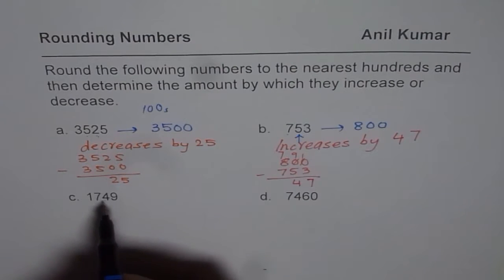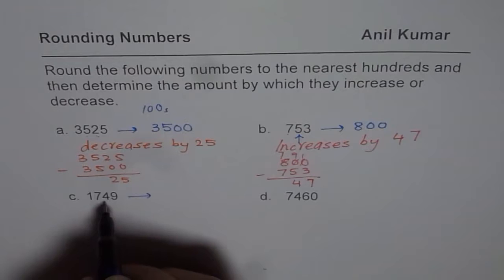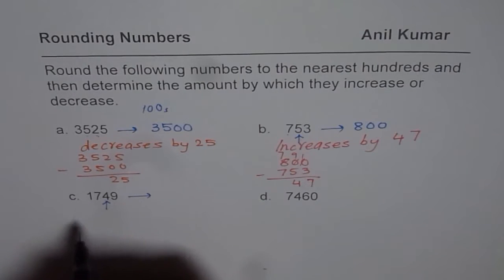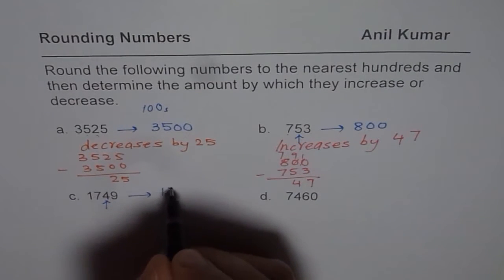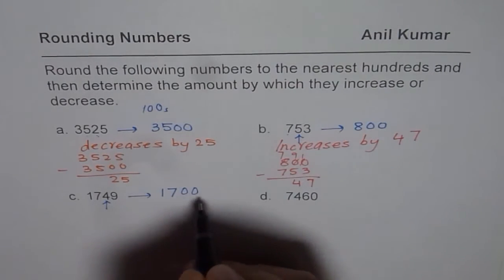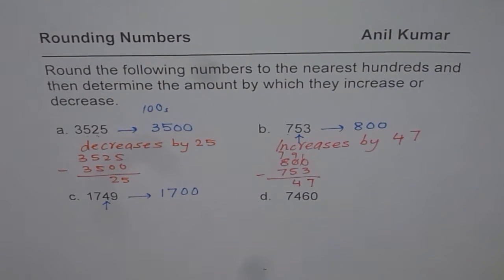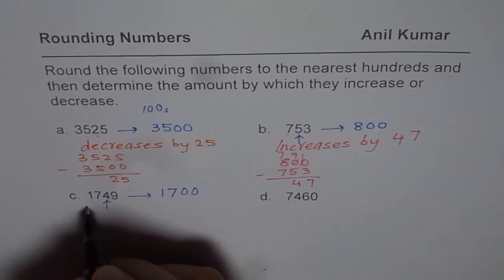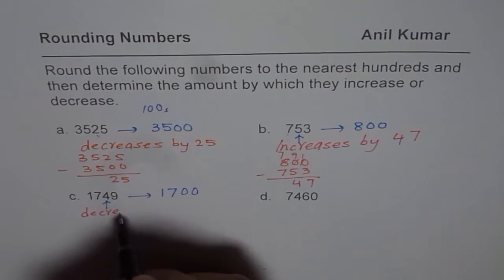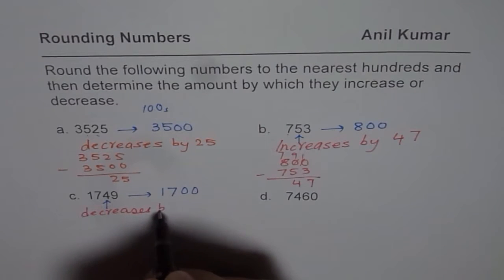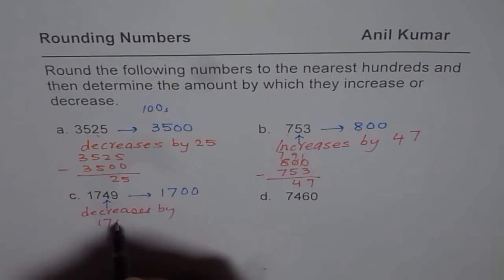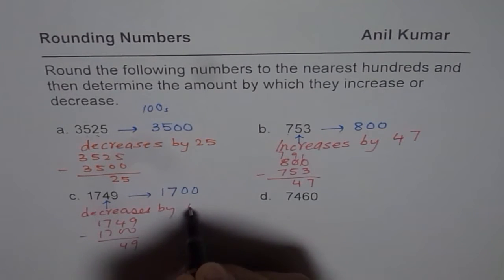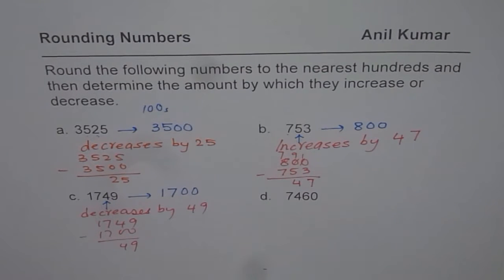Next number here is 1749. Rounding to the nearest hundreds. So we'll check the tens place. It is less than 5 and therefore it should be 1700, right? So clearly it decreases, correct? Since it decreases, we can write it decreases by, take the difference, that is 1749 take away 1700, it decreases by 49. So that is how you have to do it, right?